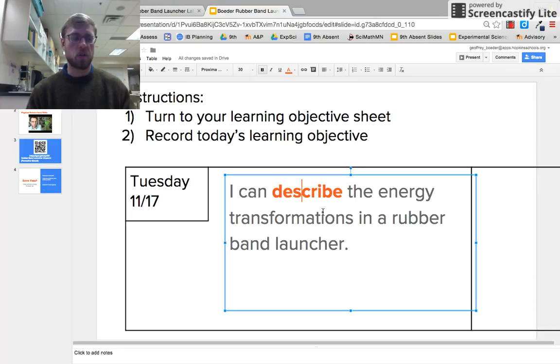We're going to go from stored, remember, elastic potential energy into kinetic energy. And then kinetic energy, if it's rising up in the air, is going to turn into some gravitational potential, will turn back into kinetic, etc., etc.